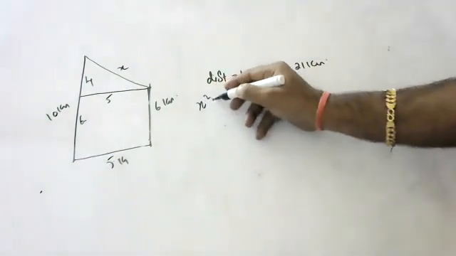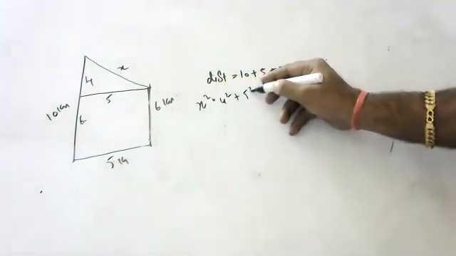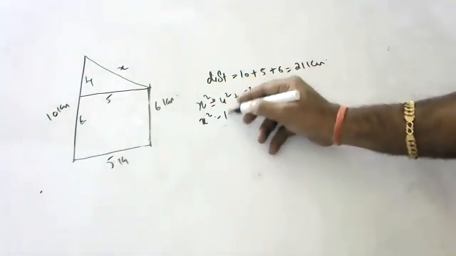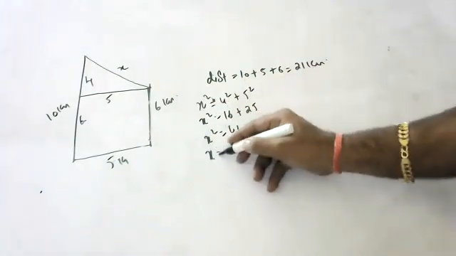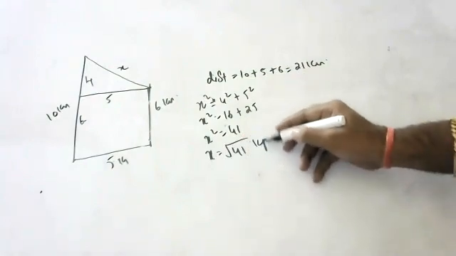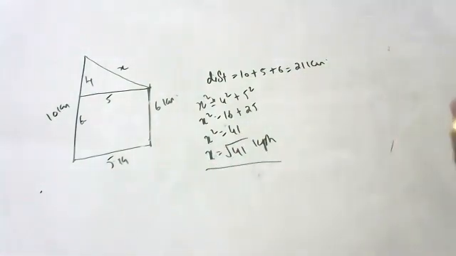X square is equal to 5 square plus 4 square. X square is equal to 16 plus 25. X square is equal to 41. X is equal to root 41 kmph. Root 41 kmph is the displacement, children.